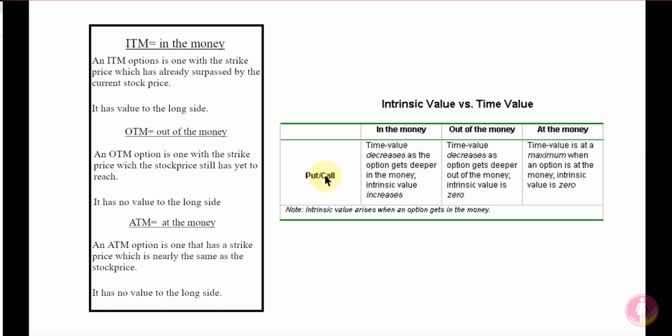In the money has got intrinsic value, because the time value also decreases as the option gets deeper in the money. So the intrinsic value also increases because it gets more. Now out of the money doesn't have any intrinsic value, neither has the at the money, but they do have extrinsic value. So just suppose you would buy out of the money and it goes in the money. When you start out of the money, you only have extrinsic value, but when the option moves in the money, you suddenly also have some intrinsic value. So you only have intrinsic value in the money.